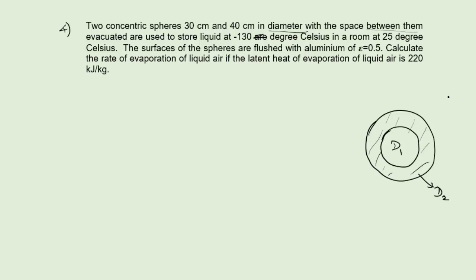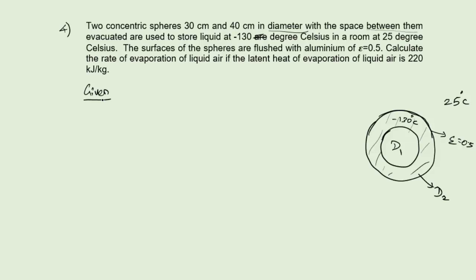So the room temperature is 25 degrees Celsius, and here it is minus 130 degrees Celsius. Okay. The surfaces of the spheres are polished with aluminum of epsilon equal to 0.5, so emissivity equal to 0.5. Calculate the rate of evaporation of this liquid if the latent heat of the liquid air is 220 kilojoule per kilogram.